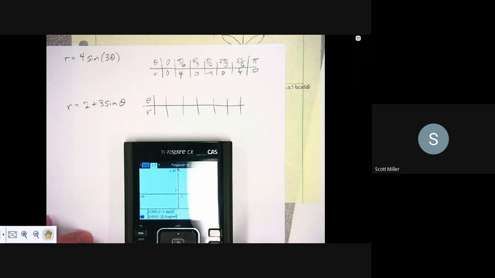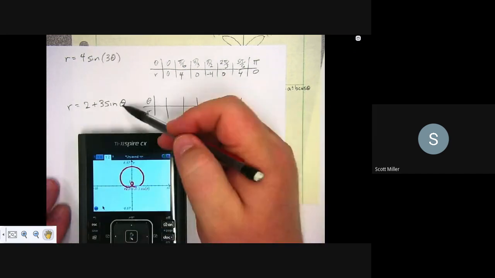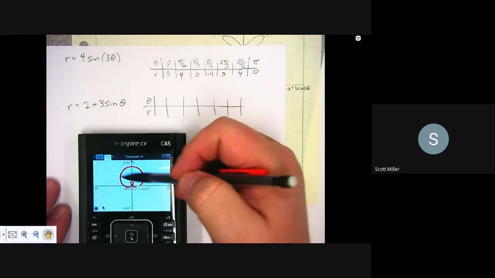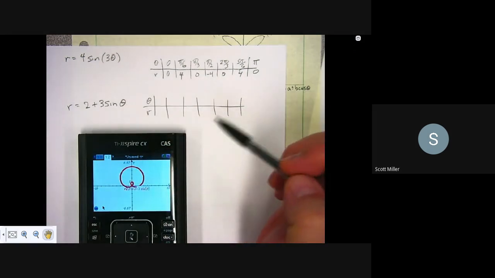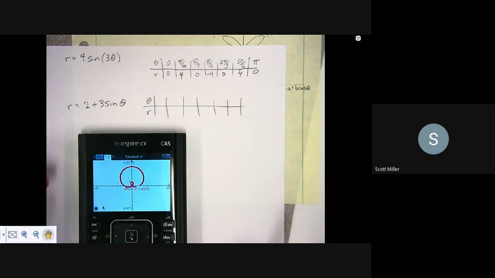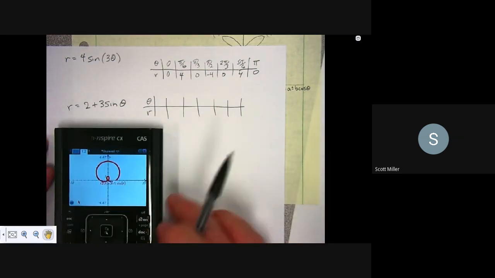I'm still going to go pi over 12 for my step. And I'm still going between 0 and 2 pi. So there is my curve. Okay? You can see that is a sine curve. So this is all on the y-axis. Okay? So we go through here and we can do our trace.